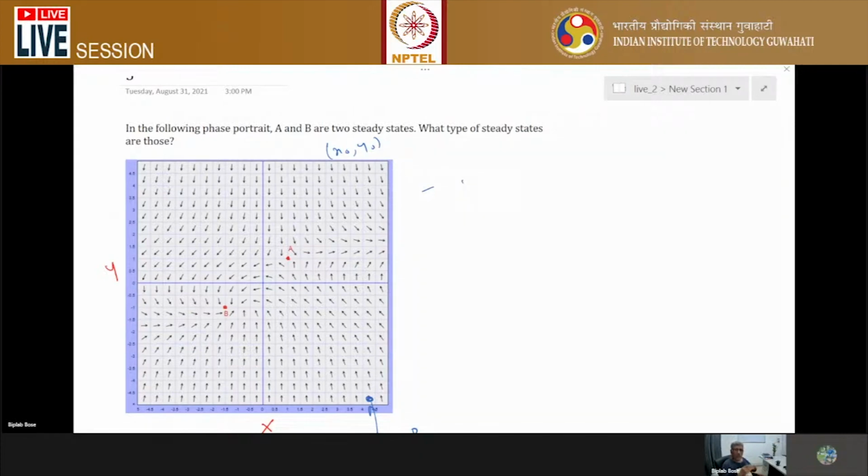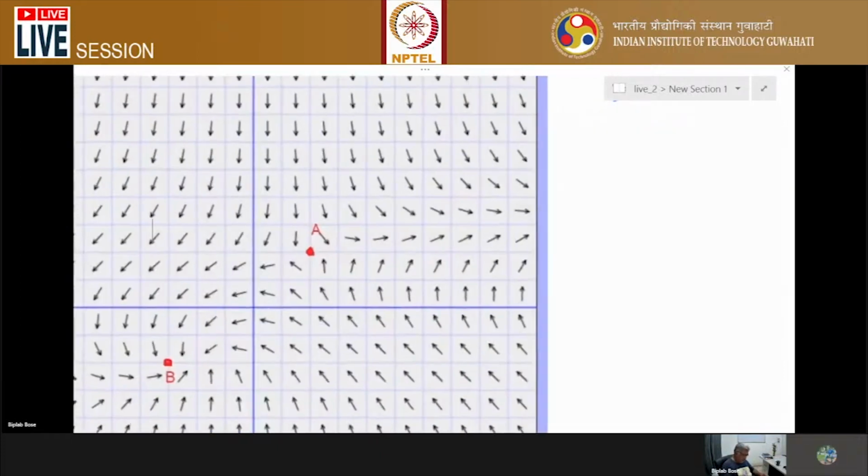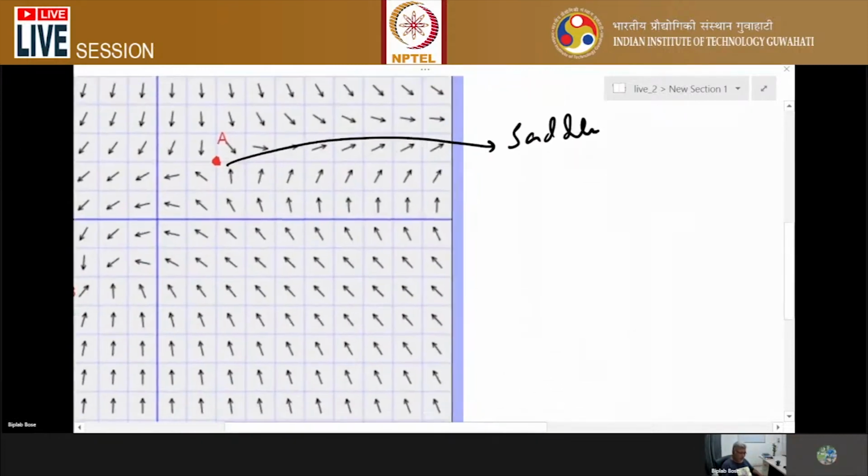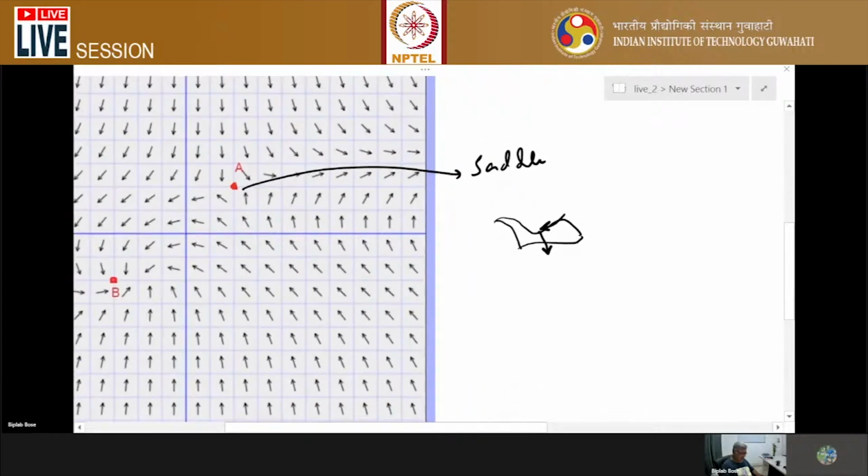Okay, look into lectures 5 and 6, where we have discussed many types of phase portraits. This one is called a saddle. Very simple. You must have seen the saddle on a horse, right? It has this type of shape. In this direction it goes down, and from this direction it goes this way. So this is called the saddle.